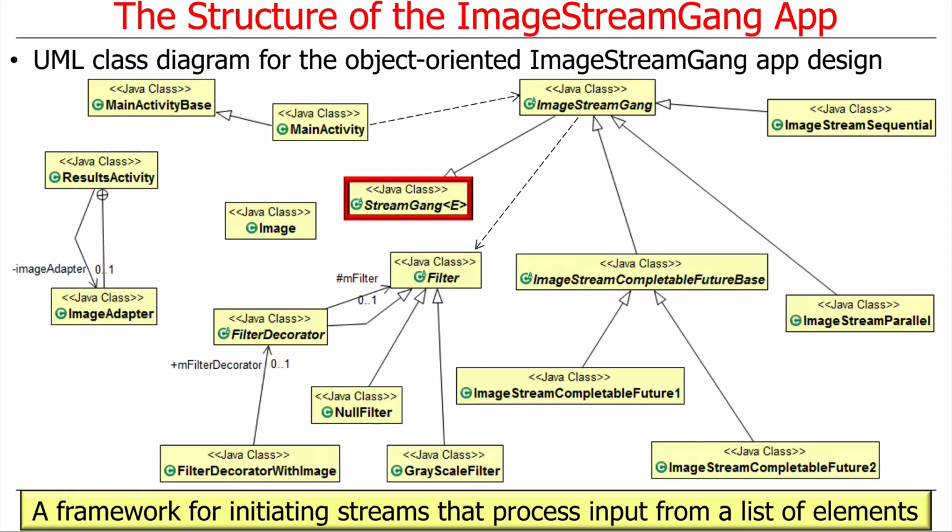At the heart of this app is a framework, and the framework is used to initiate streams that process input from a list of elements. If you may recall from other classes or other discussions, a framework is essentially an integrated set of components that collaborate to provide a reusable architecture for a family of related applications. And we see frameworks throughout Java 8, things like parallel streams as a framework, completable futures as a framework. Of course, Android has frameworks for handling user interface events.